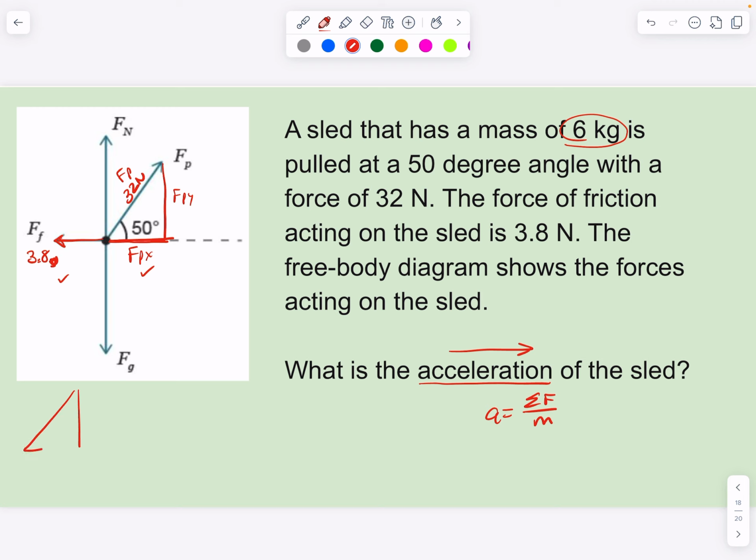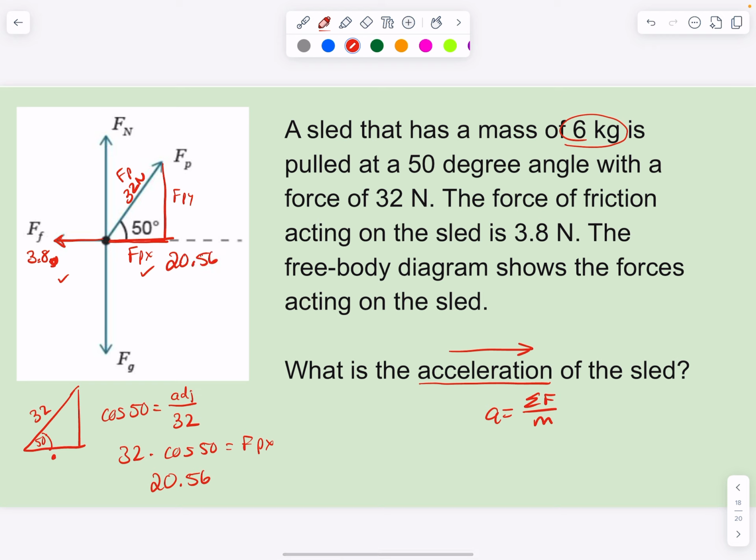The FPx is here. We have a 50-degree angle. We have a 32 value there, and I want this one, which is going to be the adjacent. So the cosine of 50 equals the adjacent, which in our case is FPx, divided by the hypotenuse of 32. Right? That's my 32. Or 32 times cosine of 50 equals FPx. And 32 times cosine of 50 is 20.56. So the value over here is 20.56.